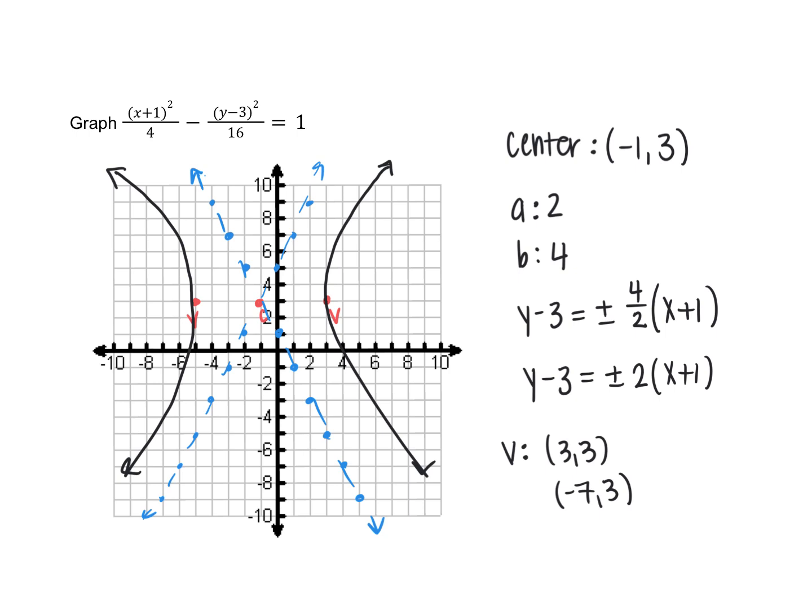So please let me know if you have any questions about hyperbolas, especially when it comes to writing the equation and identifying the asymptotes, because it's very important that you understand where a and b come from for a hyperbola so you can write the equations of the asymptotes in order to graph it.